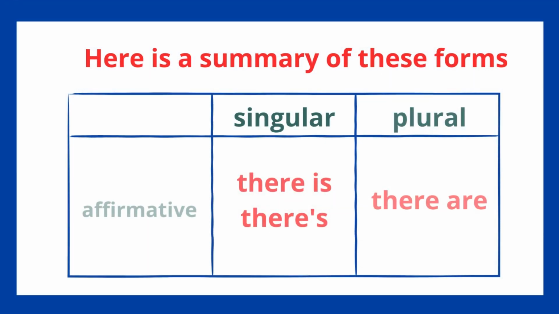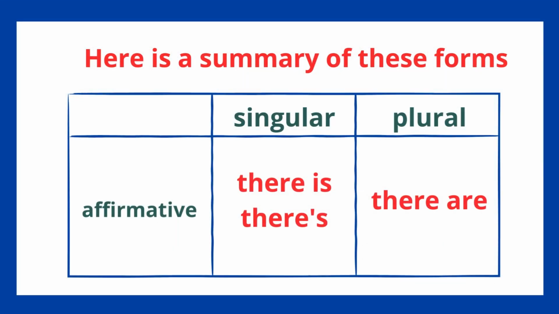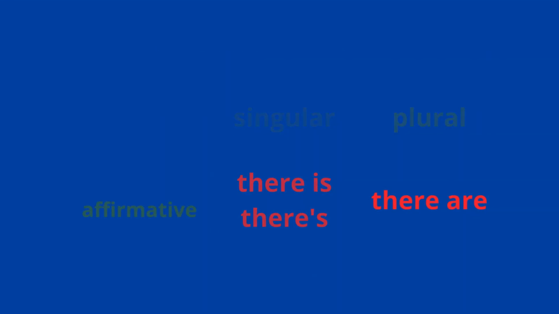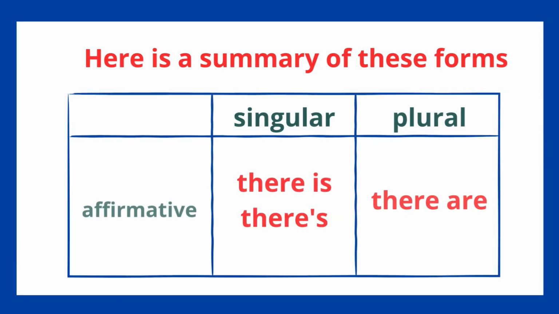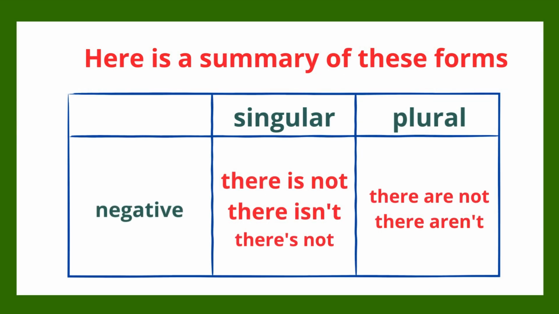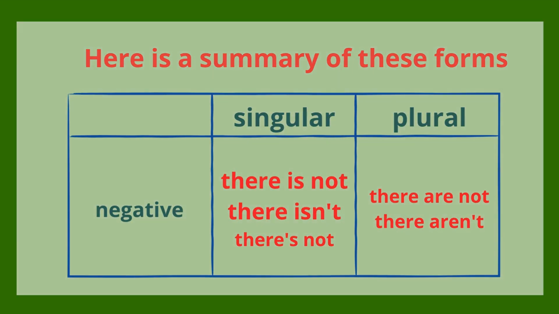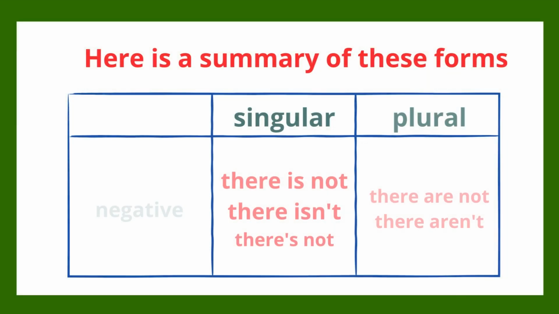Here is a summary of these forms. Affirmative. Singular. There is. There's. Affirmative. Plural. There are. Negative. Singular. There is not. There isn't. There's not. Negative. Plural. There are not. There aren't.